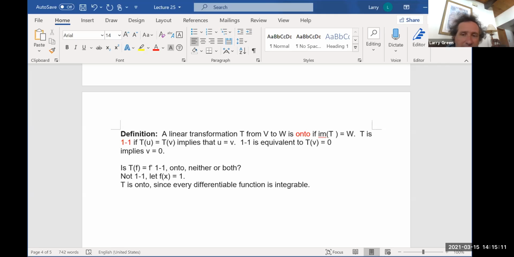Any questions on that? Okay, let's try another one. How about T(A) equal to A transpose?